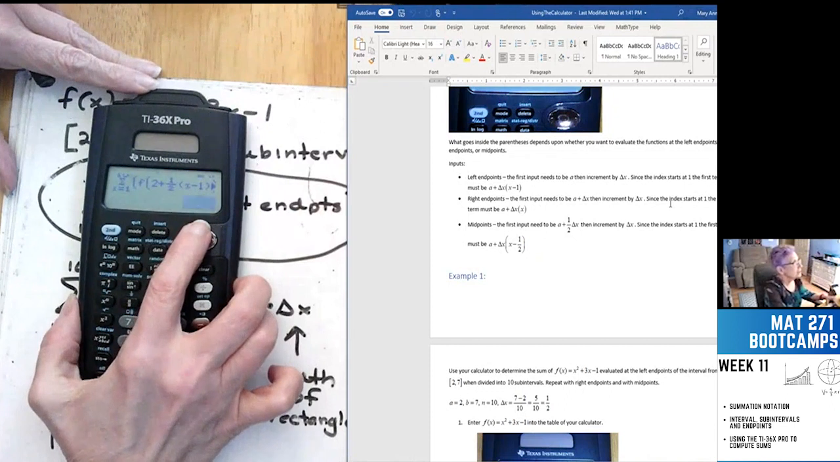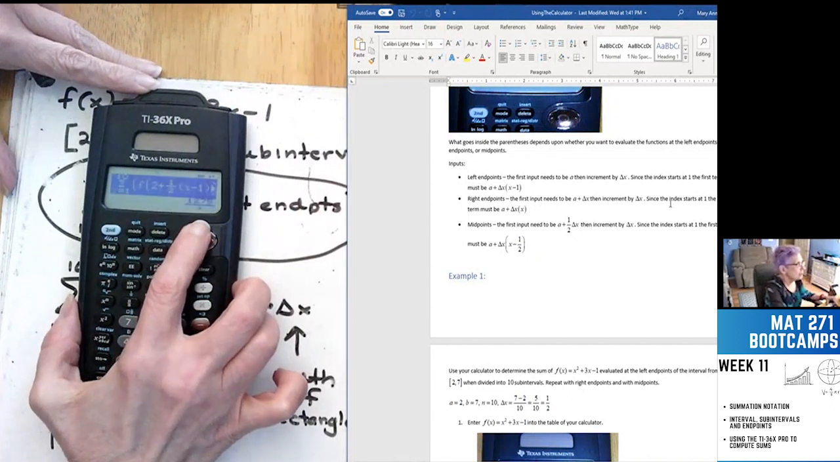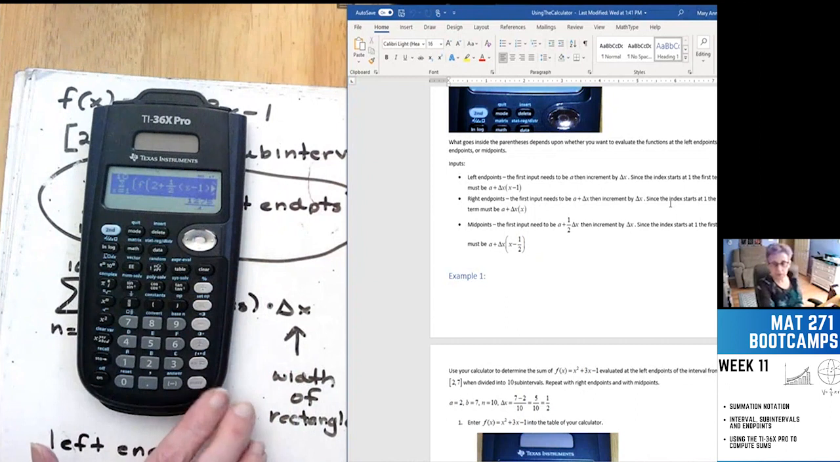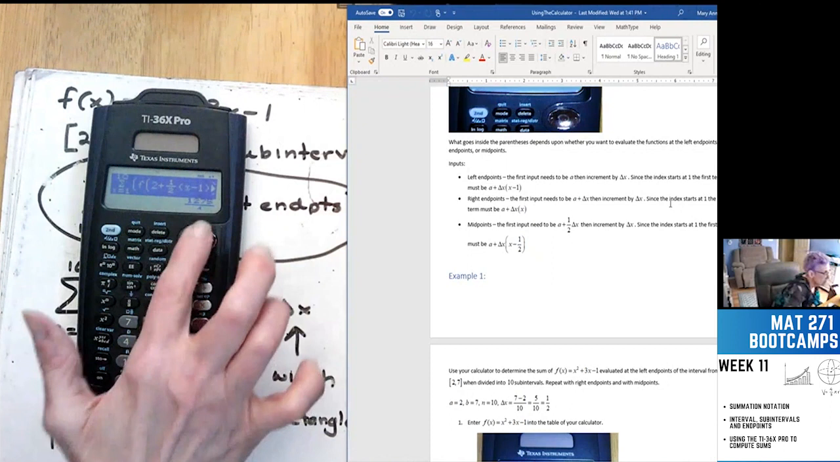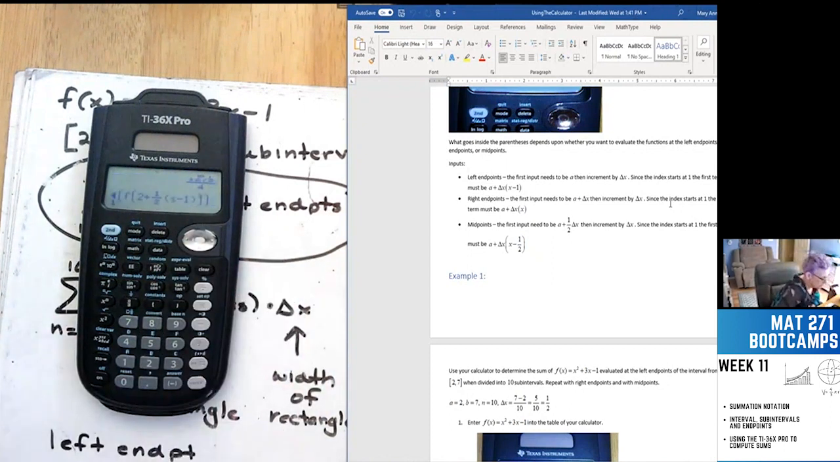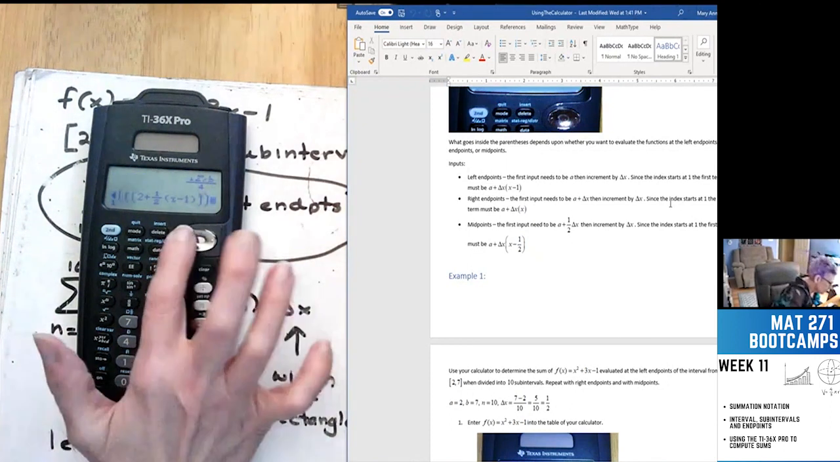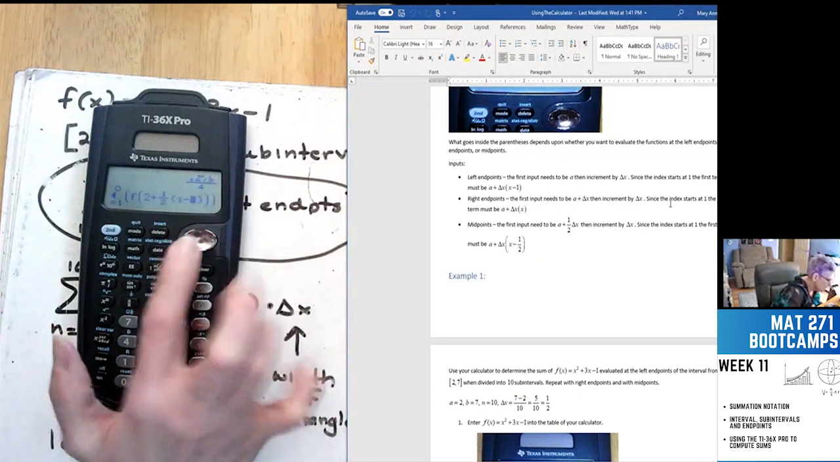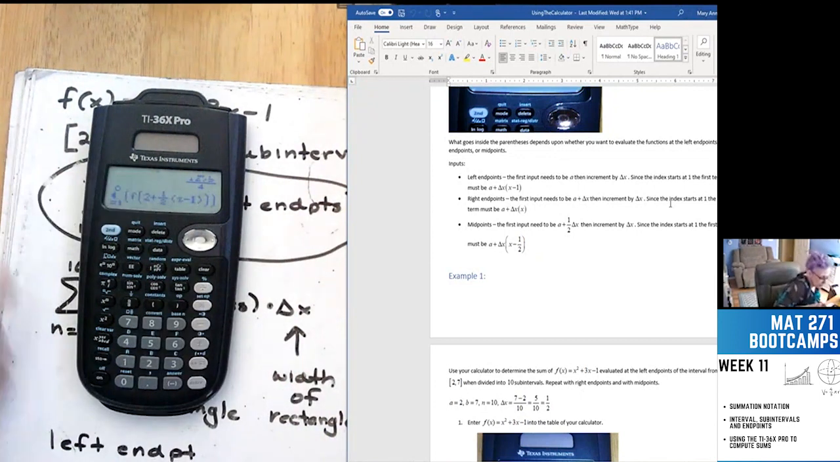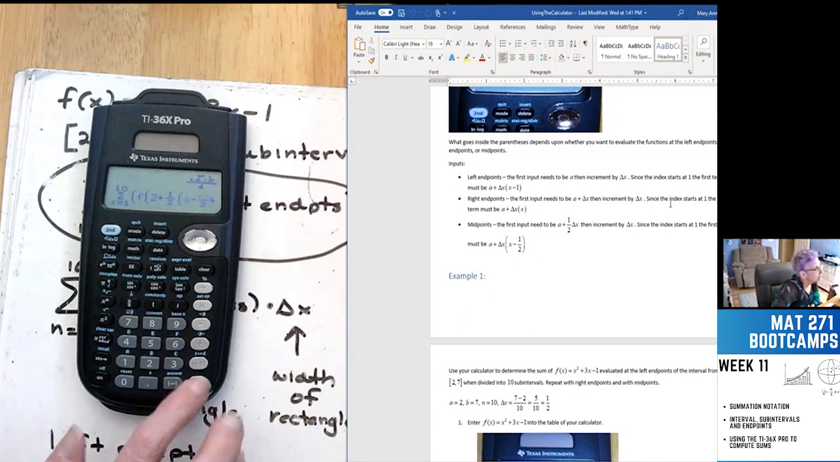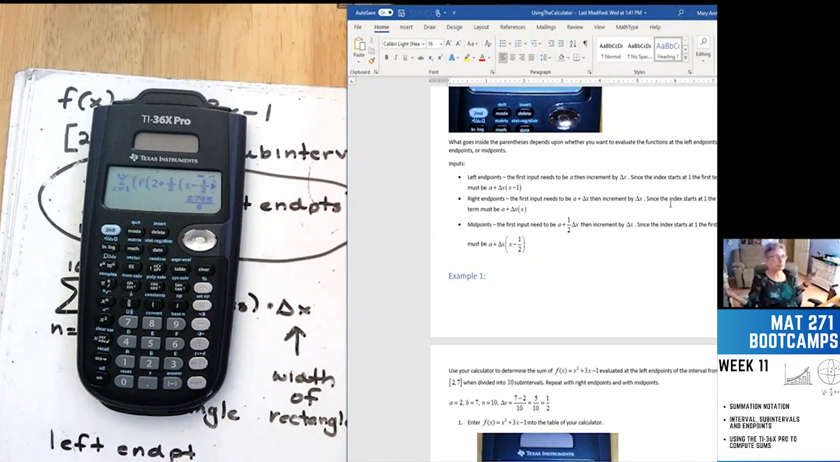So, being the lazy person that I am and prone to making mistakes, if I had to retype all this, I just arrow up twice, I hit enter, and then I can arrow over here to my 1, press that fraction button, and change it to 1/2. Now I've added up all the midpoints.